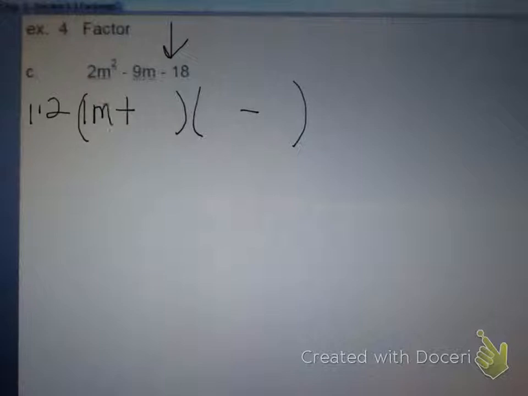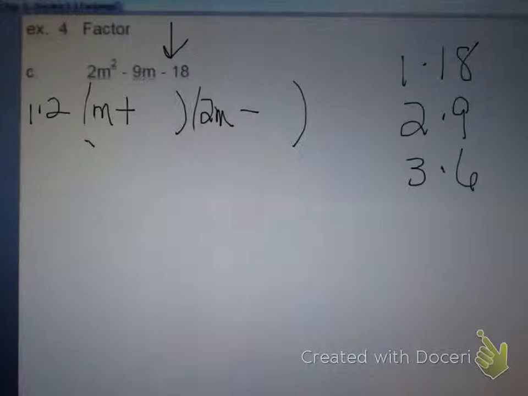I don't have any choice but to use 1 and 2. So 1m and 2m. And again, you could use that as just m. 1m is the same thing as m. So you don't have to have the 1 there. You could have also put the 2m here and the 1m here. It really doesn't matter. I'm just taking a guess. Now 18, factors of 18. List the factors of 18. 1 times 18, 2 times 9, 3 times 6. I'm going to guess. I am going to try the 3 and the 6.